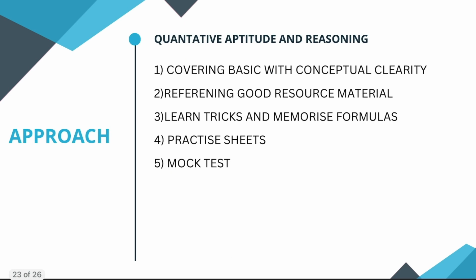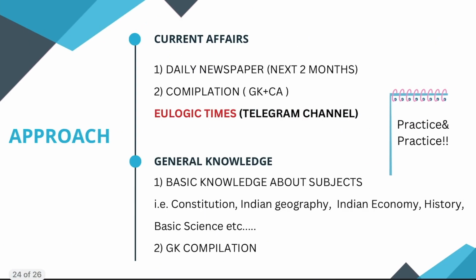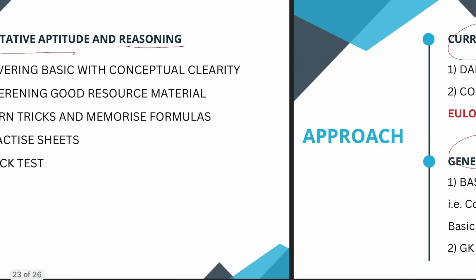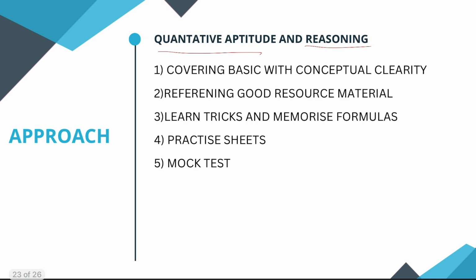Now we will see our approach for the examination. Again, we will divide it into quantitative aptitude, reasoning, and current affairs and general knowledge. Talking firstly about quantitative aptitude and reasoning: first of all, you should have basic conceptual clarity of the topics I have mentioned in the previous slides. You should cover the basics of all those topics and have conceptual clarity of each topic.